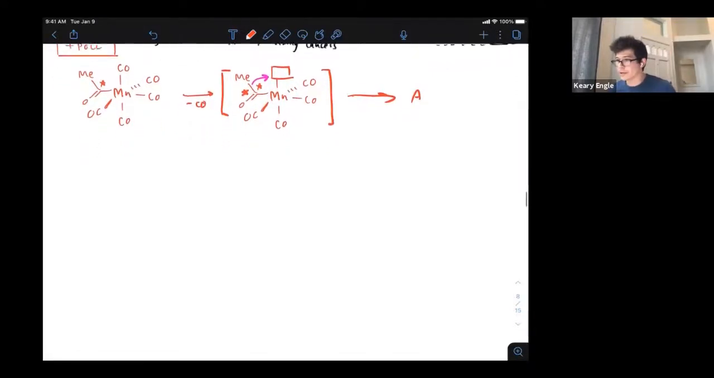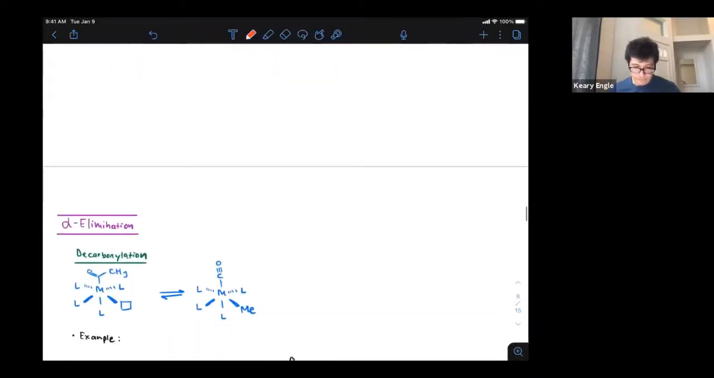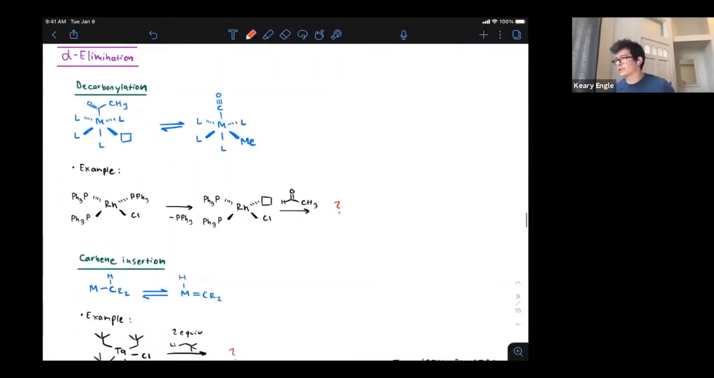Great, thanks, Dan. Any other questions? Okay, so this is, as I said, a prelude to alpha elimination, which we're going to cover quickly. Because again, this is the microscopic reverse of 1-1 migratory insertion. So the same trends that you just saw basically are going to hold in reverse.